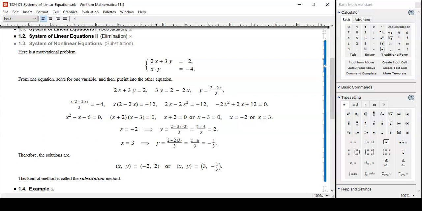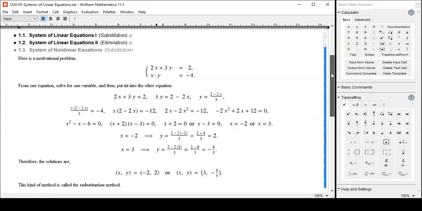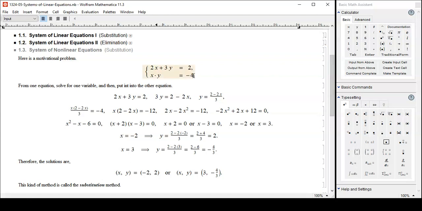The other is, what if we have a system of nonlinear equations? Okay, that's a bit easier, so let's cover that. Here's a motivational example problem. Well, we don't need all these just yet.